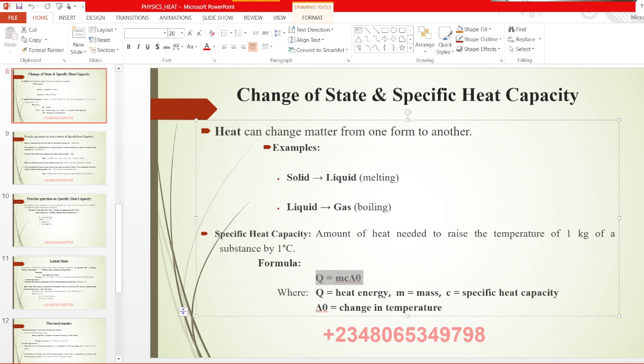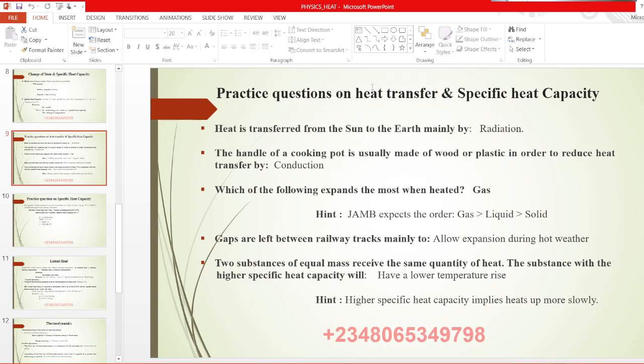The heat energy is defined as mass multiplied by specific heat capacity multiplied by change in temperature. When we apply heat to a particular matter, maybe a solid, there is going to be a change in temperature, an increase in temperature. So heat energy equals mass times specific heat capacity multiplied by change in temperature. Let's look at some practice questions on this. Very important that you take note of it. Practice questions on heat transfer and specific heat capacity.